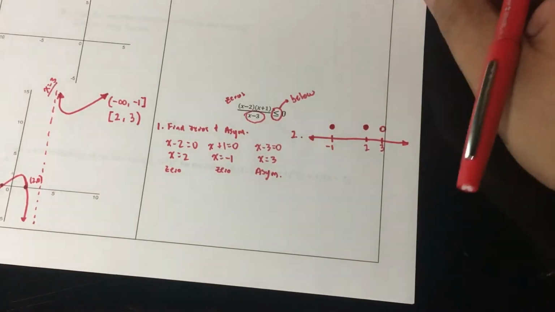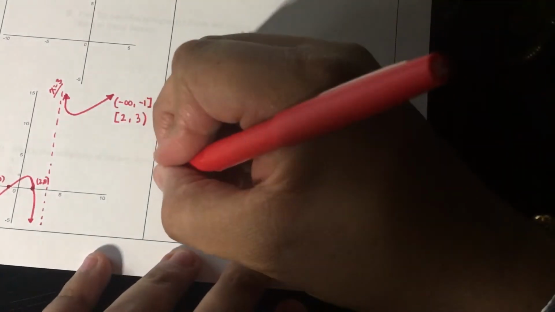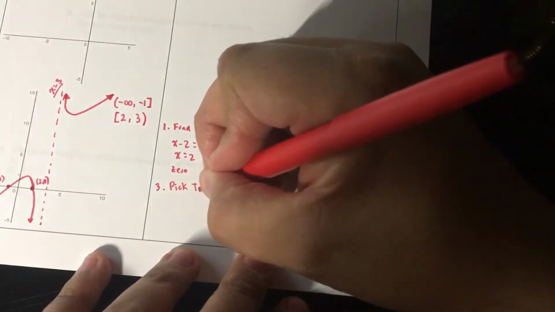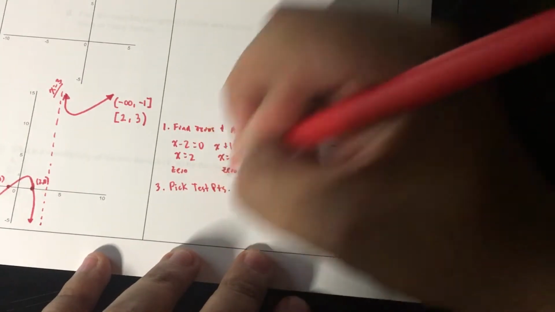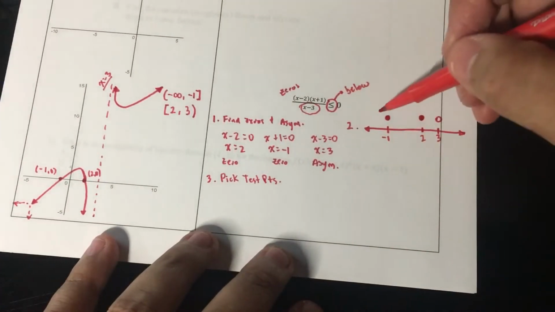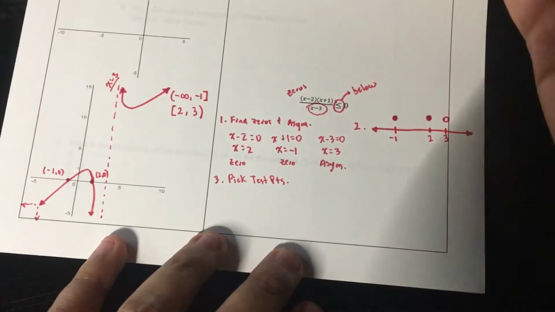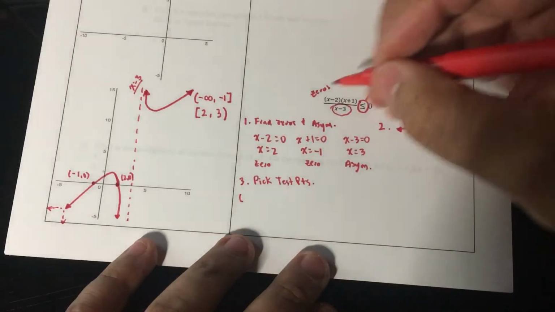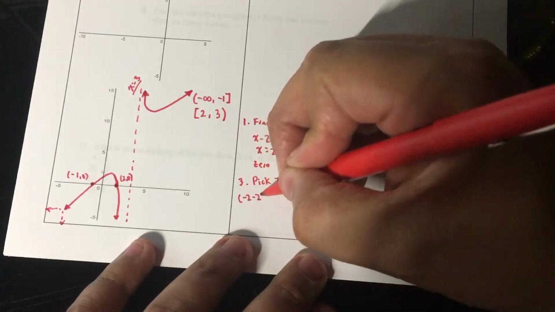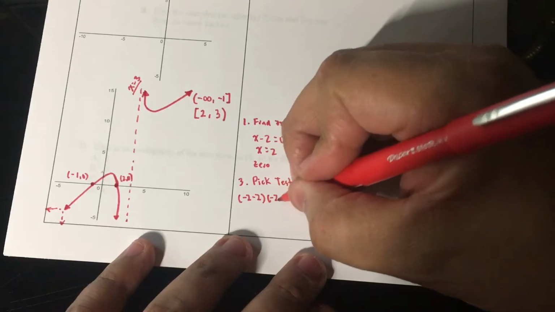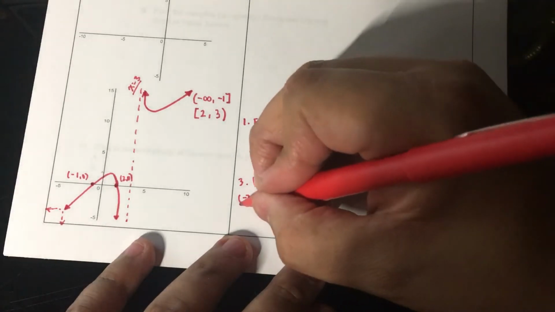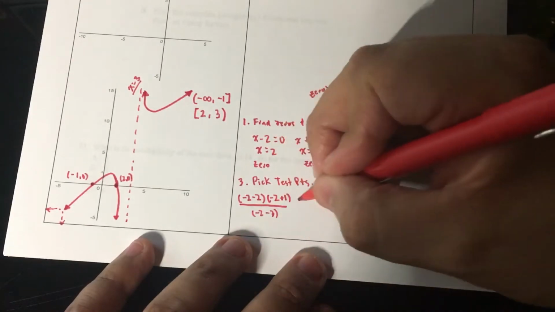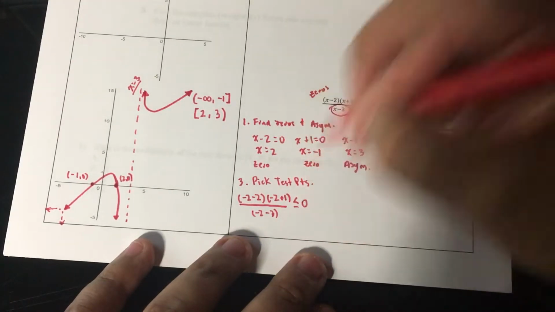Okay? So step 3 is to pick test points. So again, now I want to choose a number that is smaller than negative 1. Negative 2 works, so I'm just going to plug in negative 2 minus 2, negative 2 plus 1, negative 2 minus 3, and I'm going to see if it's less than or equal to 0.